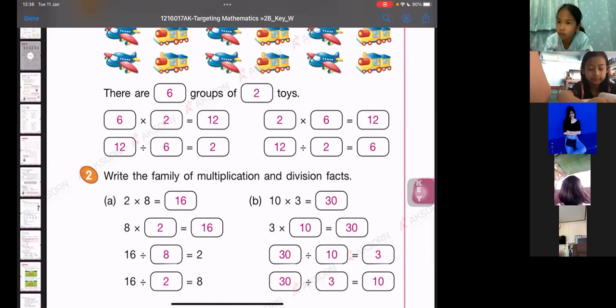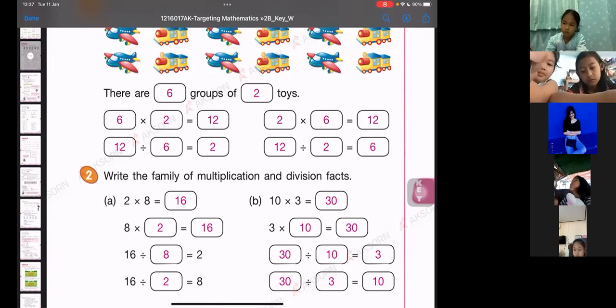How about for letter B? So look at letter B. We have 10 times 3 is how many? 30. So now 3 times 10 equals 30. The same. So we have the same answer. So 10 times 3 is equal to 30. Also 3 times 10 is also equal to 30. Right? Yes or no? Yes.